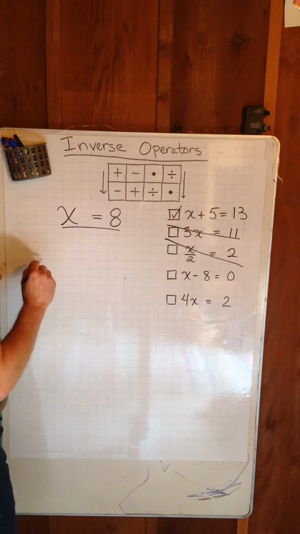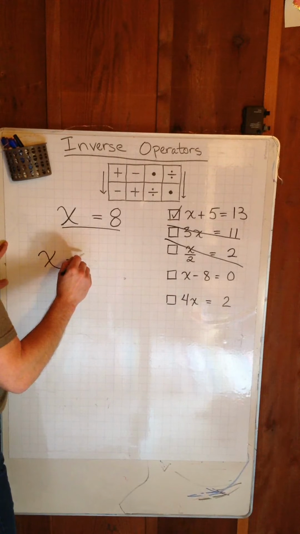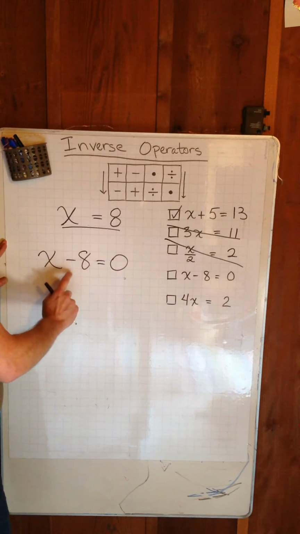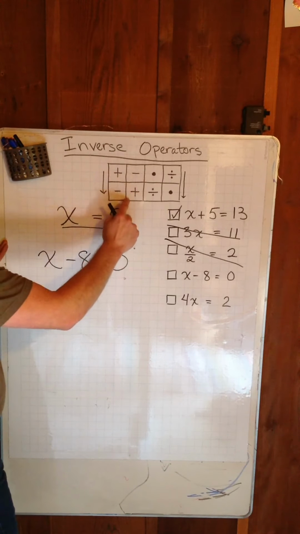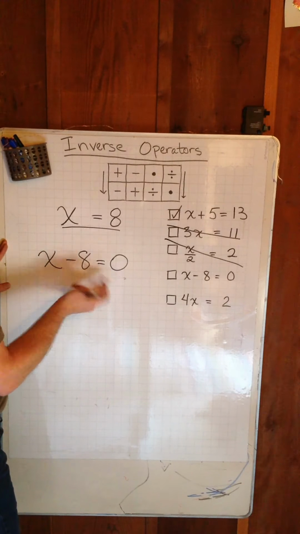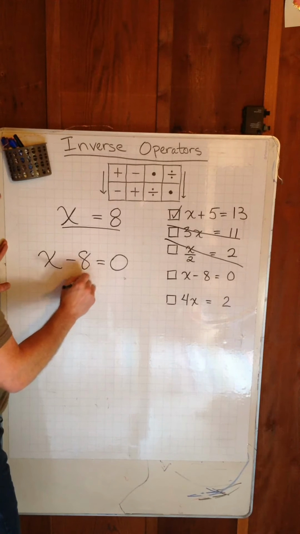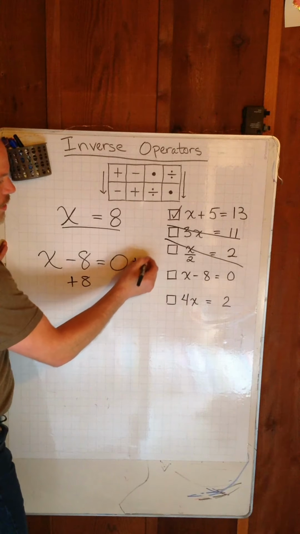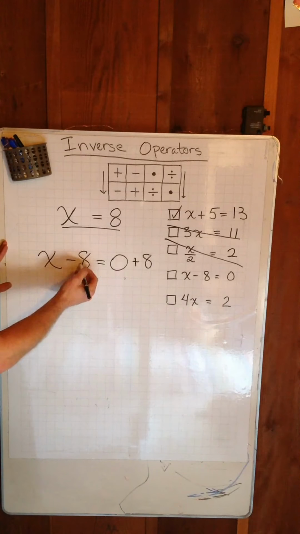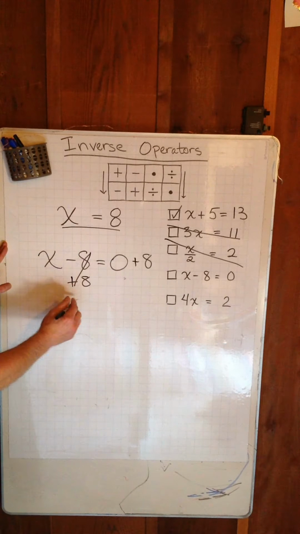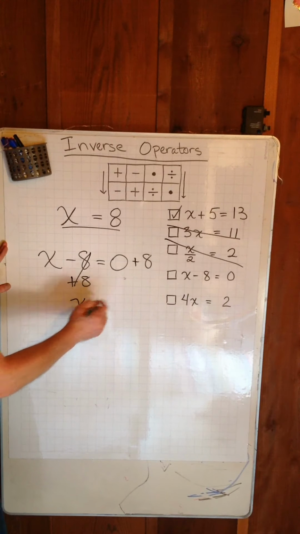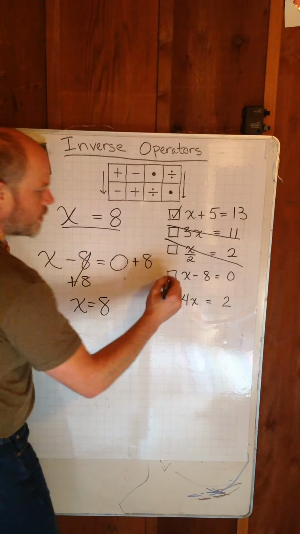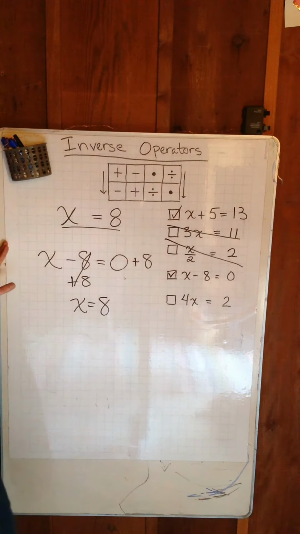I have x minus 8 equals 0. Minus 8. What's the opposite of minus 8? Well, it's plus. So let's say minus 8, the opposite is plus 8. And if I do it to one side, I have to do it to the other. So I say plus 8. Now, minus 8 plus 8, these cancel each other out, and I've got x equals 0 plus 8, which equals 8. X equals 8, x equals 8. This one gets a check mark.